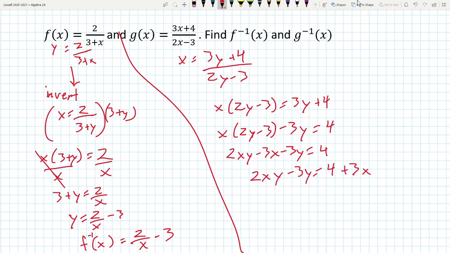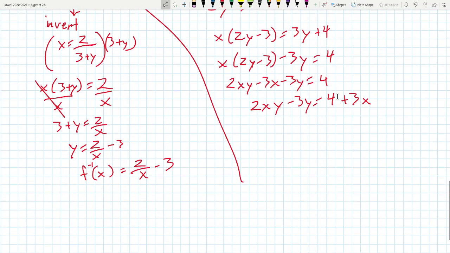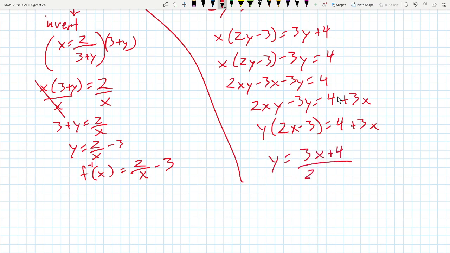Now, this one's not going to be pretty, but it is still doable. You can see here that I could get a y by itself by factoring it out of that left side. So I'll have y times 2x minus 3 equal to 4 plus 3x. And now all I have to do is divide both sides by 2x minus 3. And I'll end up with our inverse, which is 3x plus 4, I'm just going to reorder that, divided by 2x minus 3.